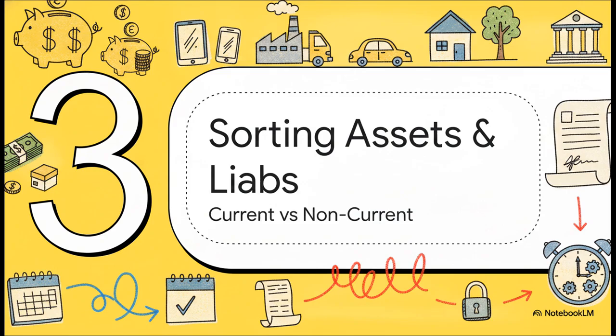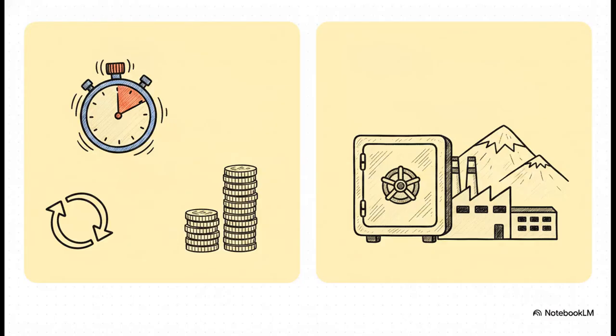Next up is Section 3, Sorting Assets and Liabilities, which is one of the most highly tested areas in all of financial reporting. IAS 1 strictly requires an entity to present current and non-current assets and current and non-current liabilities as entirely separate classifications. You can't just mix them all together. So, what makes an asset current? It must meet at least one of 4 criteria.